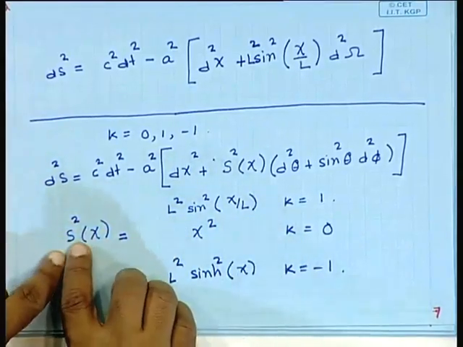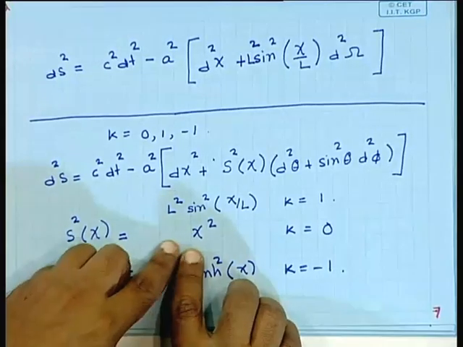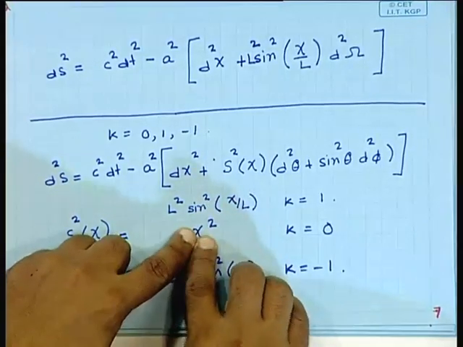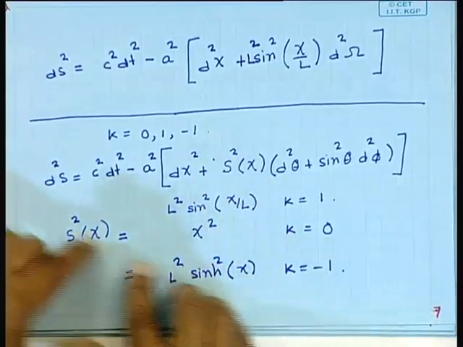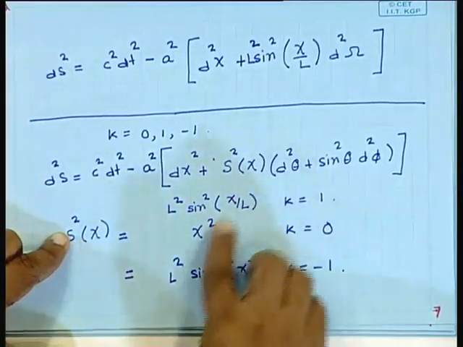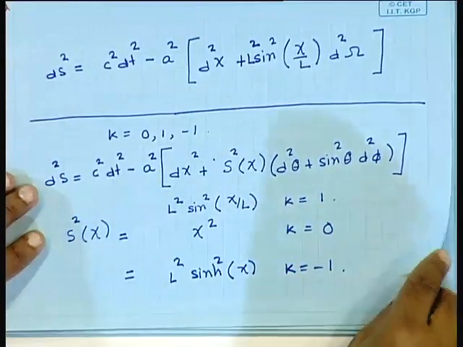So, in this model s increases the slowest. Here it increases faster than this, and this is the fastest. So, for the same value of chi, you will get different values of s depending on which geometry you are in.